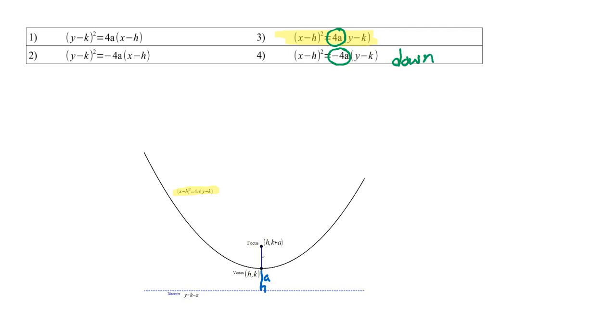And then over here we have some equations where the squared is on the y, and when the squared is on the y, you have a parabola that's oriented either left or right. So when we have a positive, it's to the right, and when we have a negative, it's to the left.